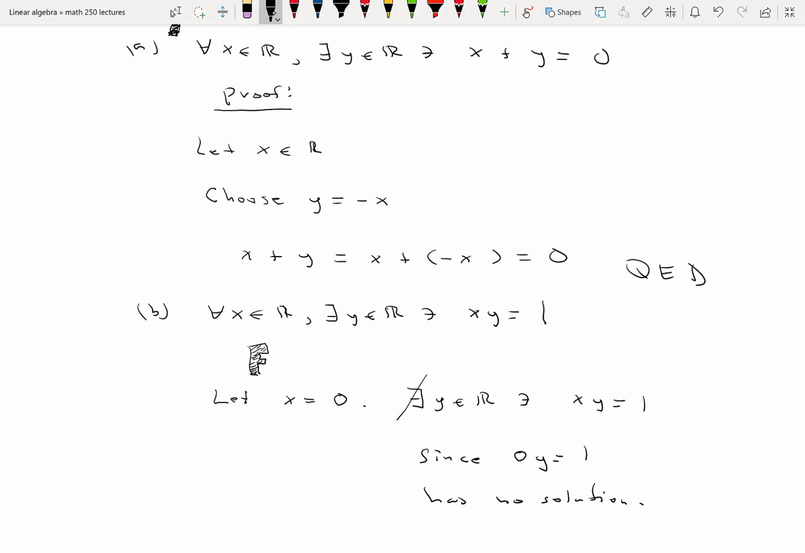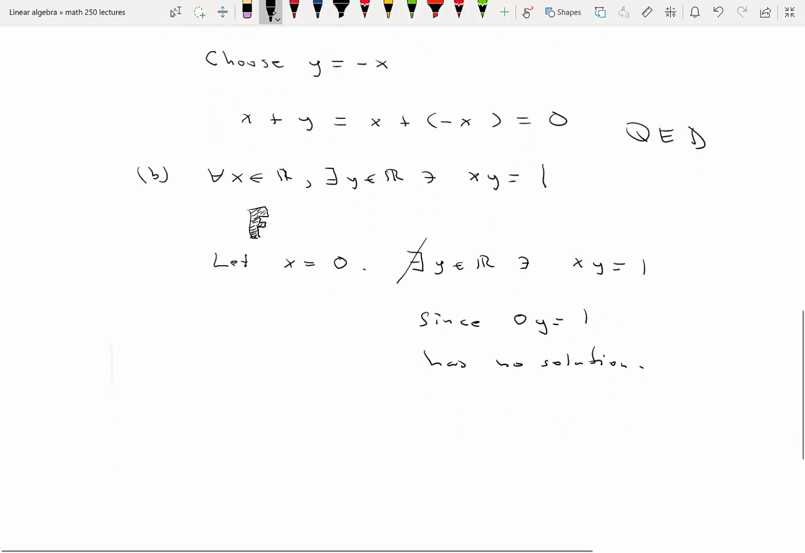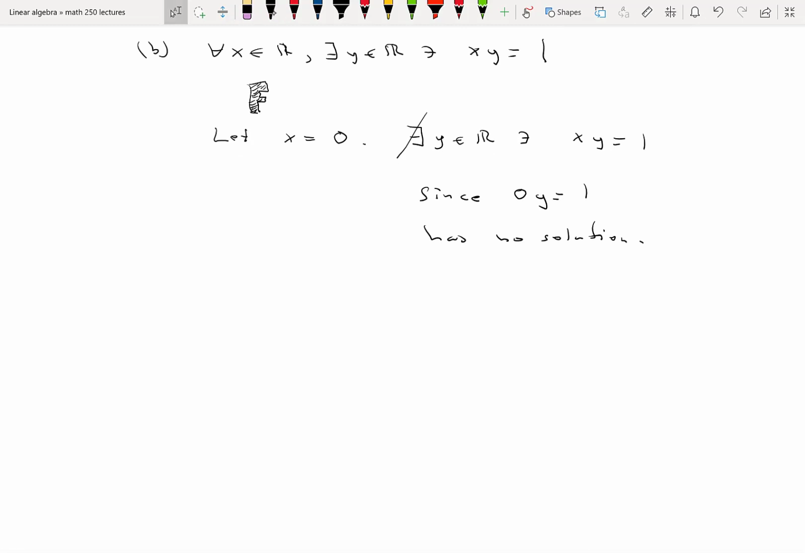Okay, we're almost done. We haven't started the chapter yet. We're just looking at the logical symbols that we're going to be using for the rest of this course. So, more logical symbols.